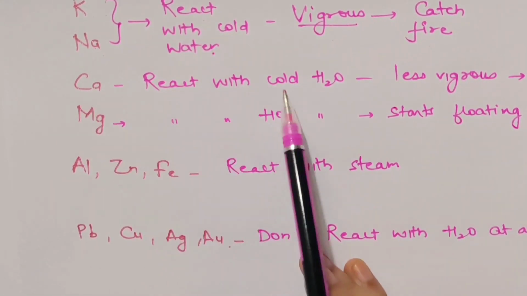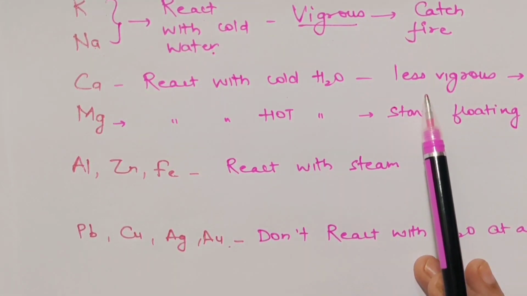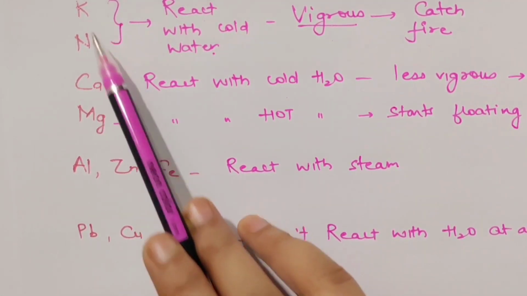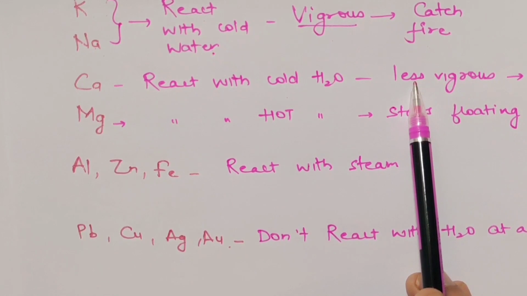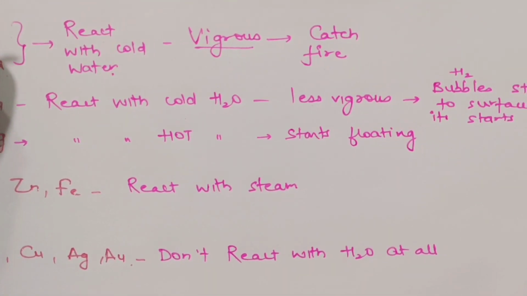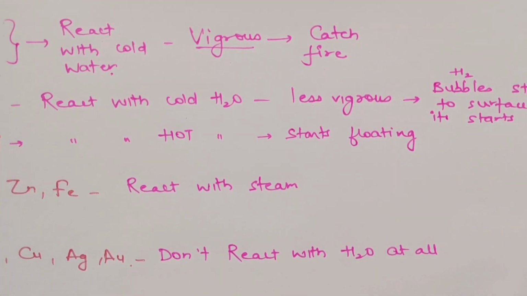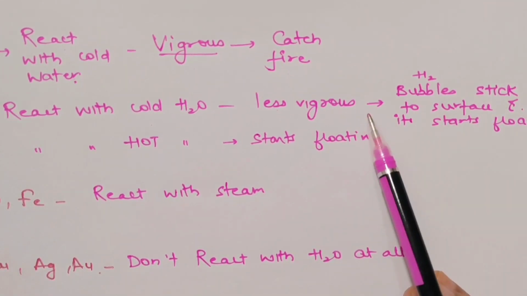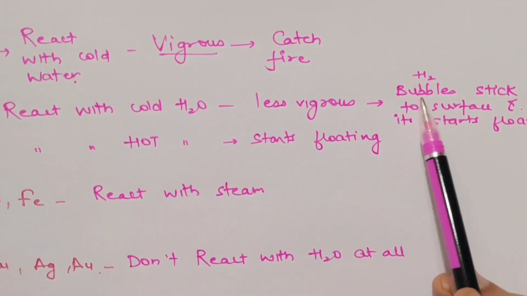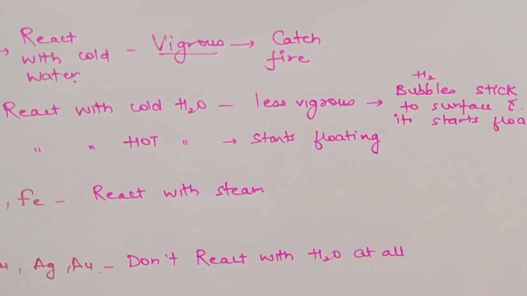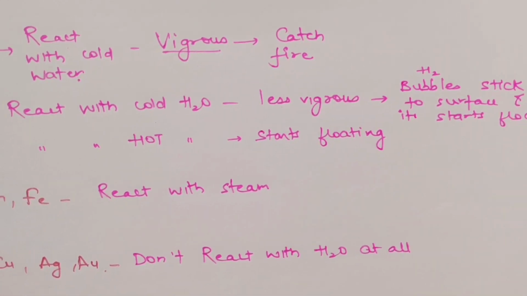Calcium also reacts with cold water, but the reaction is less vigorous. That means that calcium is not as reactive as potassium and sodium because the reaction is less vigorous. Since it's less vigorous, less energy is produced. Since less energy is produced, it was not enough to light fire. So calcium does not catch fire. But the hydrogen gas that was released forms bubbles, and those bubbles stick to the surface of calcium, make it lighter, and calcium starts floating.